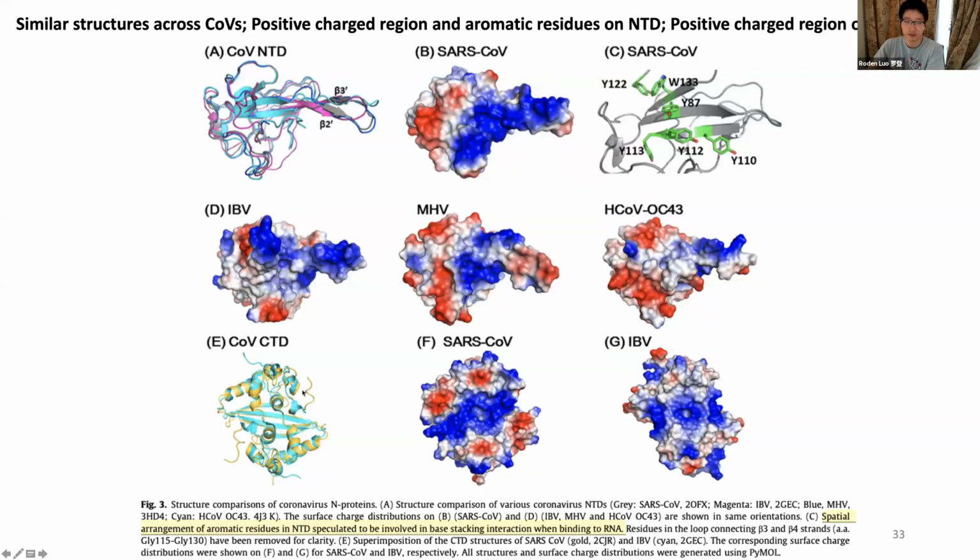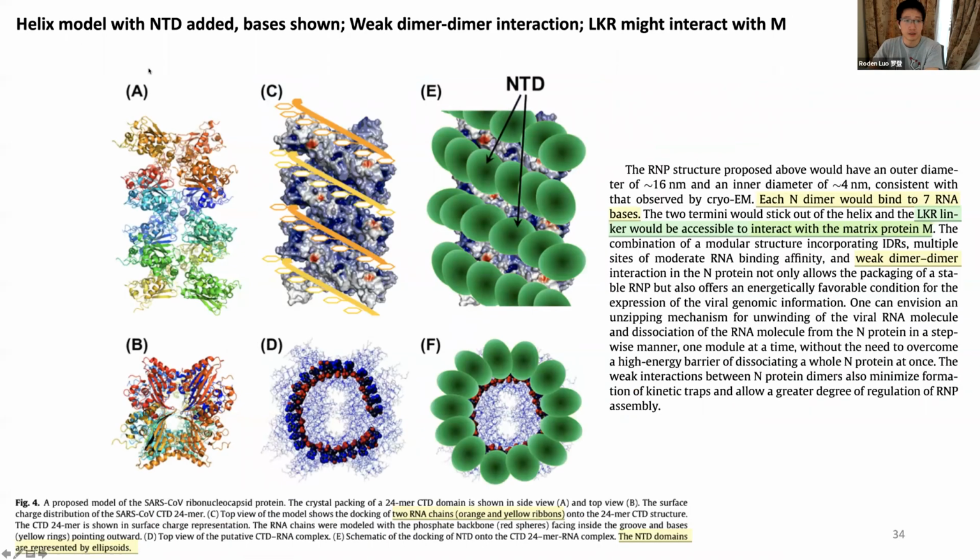As this is a review, the CTD positive charge region is shown here. Also, the author compared the structure between SARS-CoV and IBV-MHV, other coronaviruses. A refined model of the helix RNP: first the bases are shown, pointing out, and then this N-TD is shown. If you see it from the side or the top, you can see where the N-TD locates, and then the dimer-dimer interaction is weak, and this LKR is not shown here.